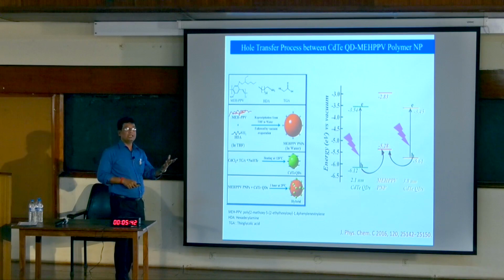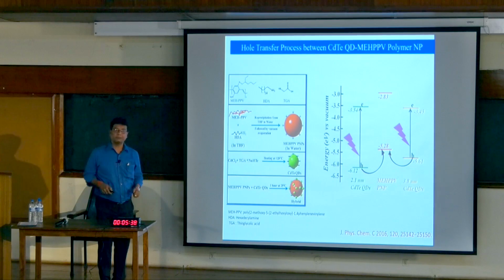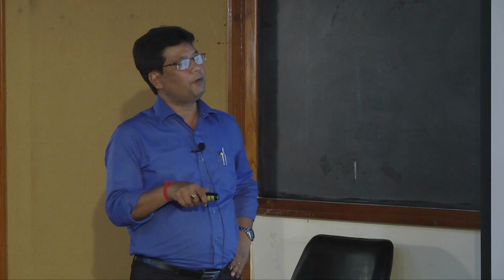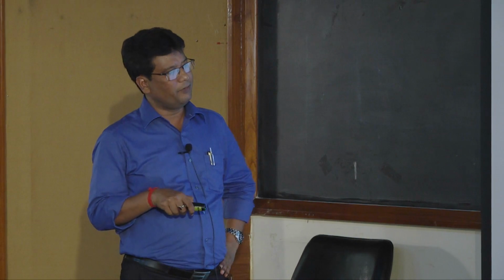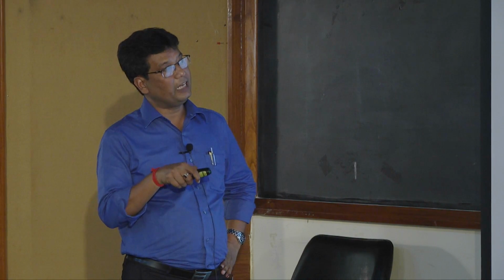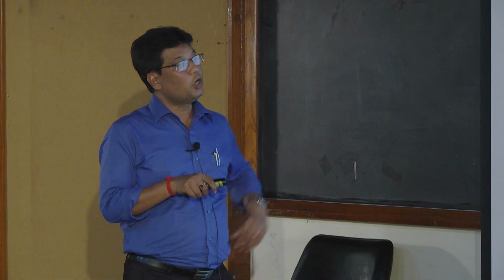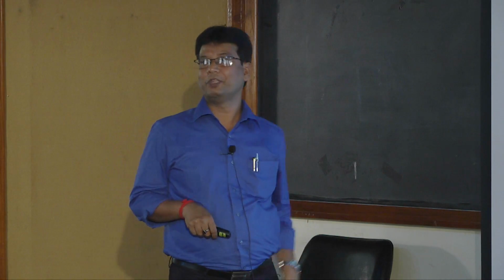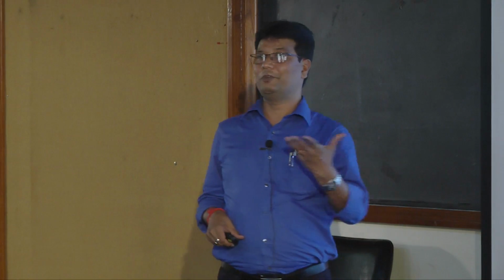We try to understand whether it prefers the electron transfer process or hole transfer process. But before that, we have calculated the HOMO-LUMO gap of the quantum dot, valence and conduction band, and very interestingly, for different sizes, 2.1 and 3.8, this is the band gap. In the case of the polymer nanoparticle, this is the HOMO-LUMO gap. So when we excite, there is always a tendency of hole transfer process. Now the question is, for different sizes, what is the hole transfer rate for different nanoparticles?